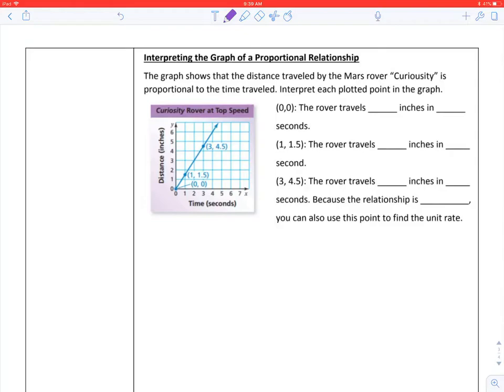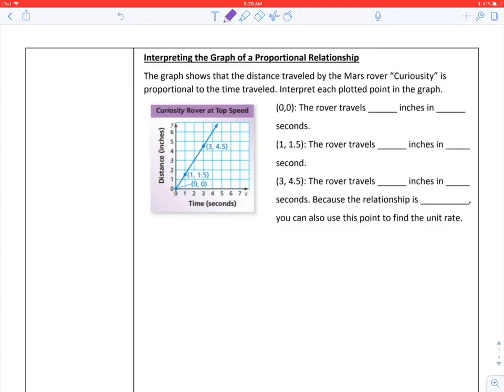Okay, so the very last thing that's left is to interpret the graph of a proportional relationship. So actually understanding what each point means. So here we've got this graph. It's the Curiosity rover at top speed, and it says the graph shows the distance traveled by the Mars rover Curiosity is proportional to the time traveled. And we can tell it's proportional because it's a straight line and it passes through the origin. Interpret each plotted point in the graph. So we need to determine what each point means in the graph.